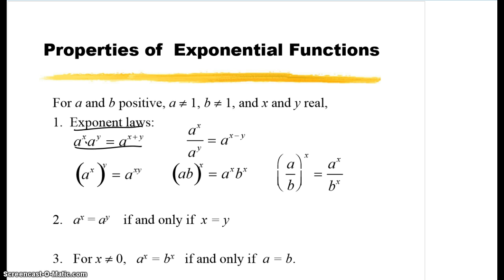Further, recall a to the x equals a to the y if and only if x is equal to y. Very important when we solve equations. And then for x different than 0, a to the x equals b to the x happens if and only if a is equal to b. So take a second, pause this video here if you'd like, and take a look at this slide, read your book again, and make sure you remember all these rules.